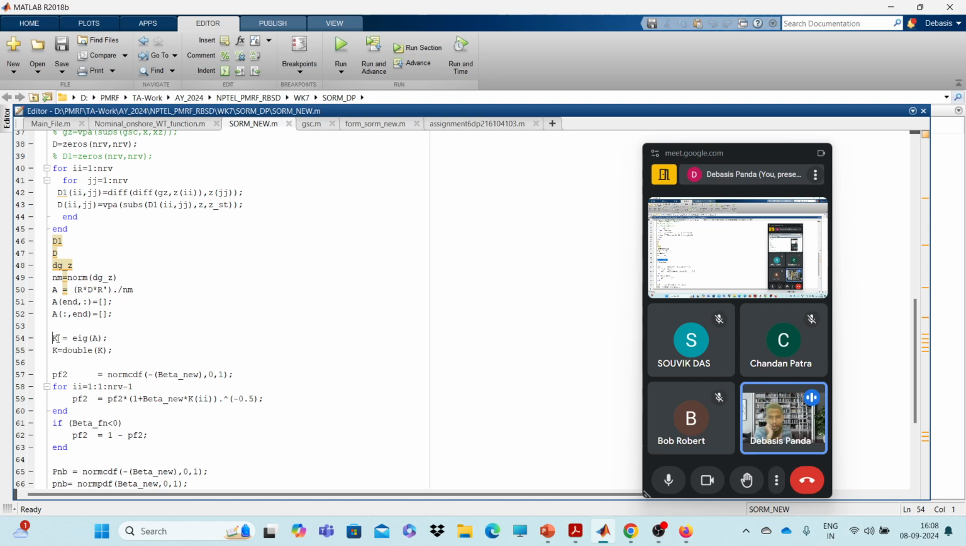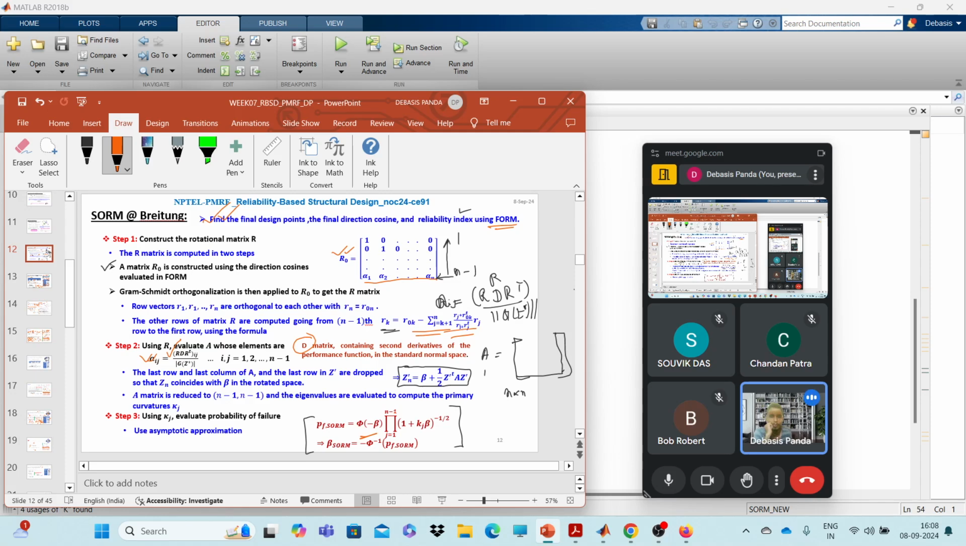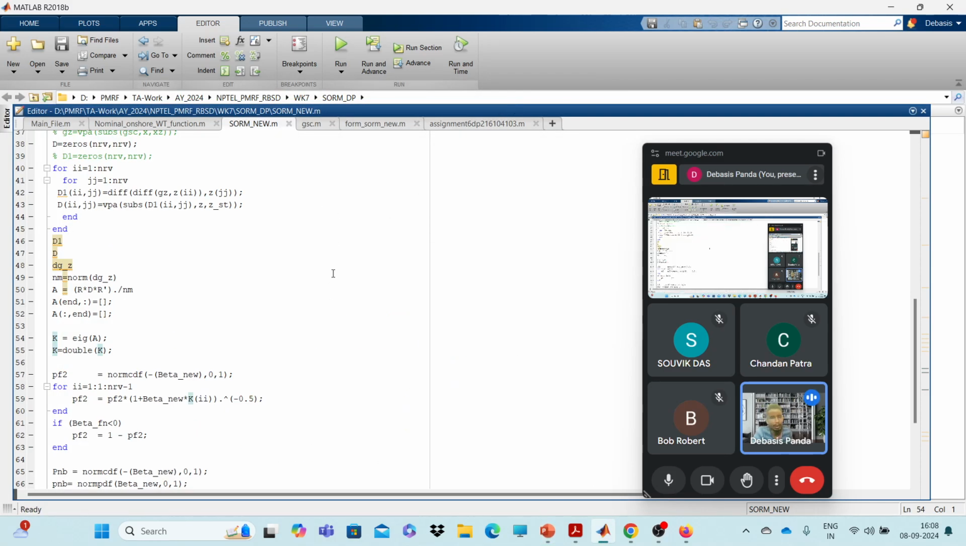And once we have the k values, just use them in this model of Breitung approximation and calculate PF sum. Once we have PF sum, we will get the beta sum, like the inverse of that. Clear how I made this algorithm? So just go through it line by line. You will have it. I will upload it for your reference.